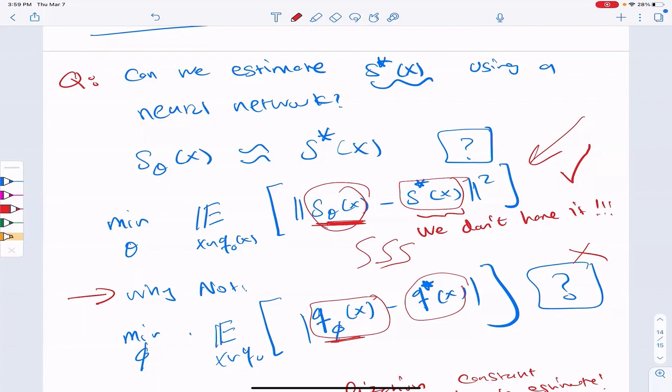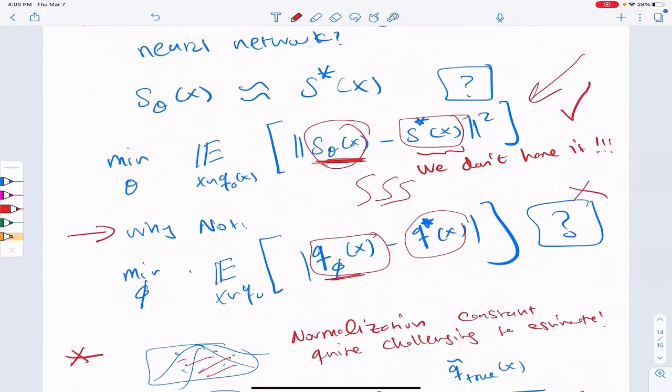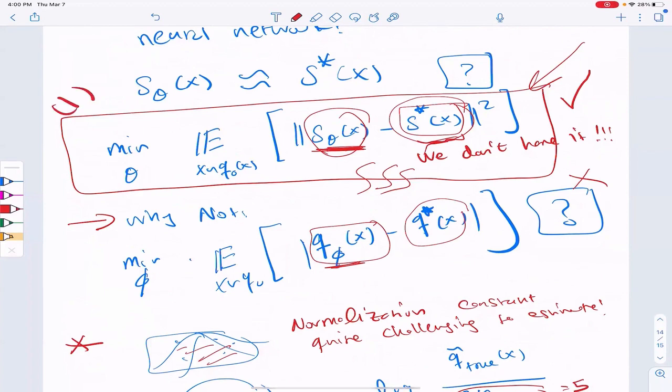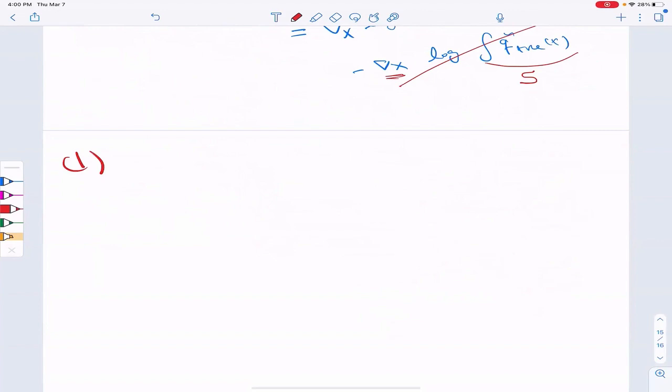Okay, but still, I hope that I could motivate you why estimating score is maybe easier than estimating the actual density, but still we need to solve this optimization. And like your friend mentioned, we don't have supervision. We don't know what is the S star, what is the ground truth score direction for some of the samples in our training. So what should we do about it? So it turns out, let's call this optimization number one. It turns out that optimization number one is equivalent to the following optimization according to this paper.